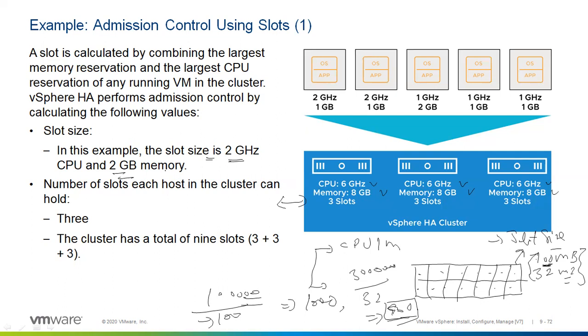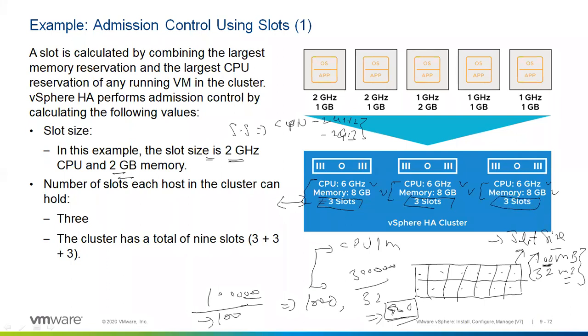Here you see each host has 6 gigahertz CPU and 8 GB RAM, and likewise for the other hosts. So what is the slot size here? CPU is 2 gigahertz, correct? And memory is again 2 GB. If I divide the host values by this, how many slots will I get? 3 on each host.